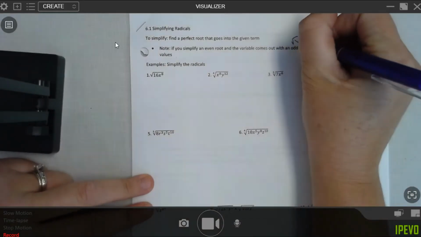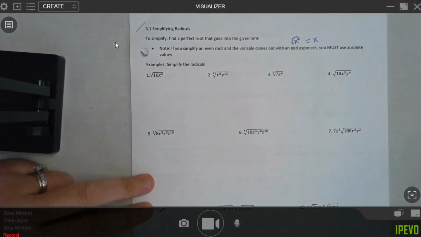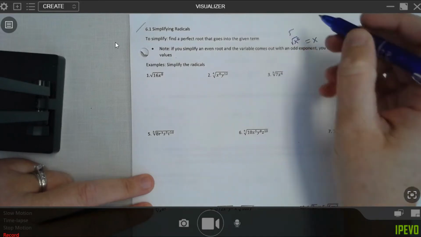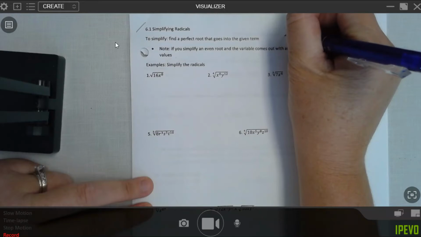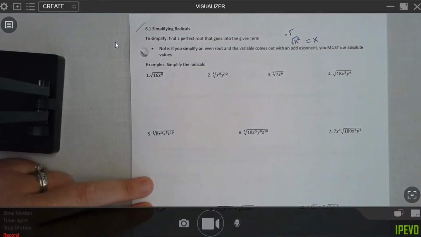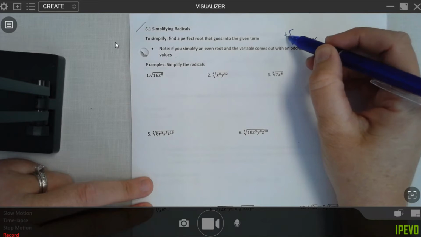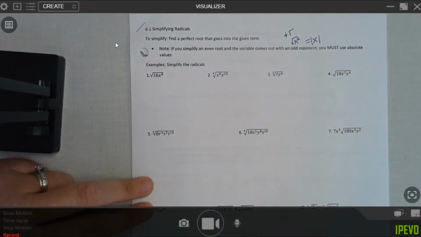If I have the square root of x squared and you try to tell me the answer is x, what happens is that if x was originally 5, that's fine. 5 squared is 25, square root of 25 is 5. What happens if the original answer was negative 5? Negative 5 squared would be 25. The square root of 25 is actually positive 5. So that's why we put absolute value symbols around it.